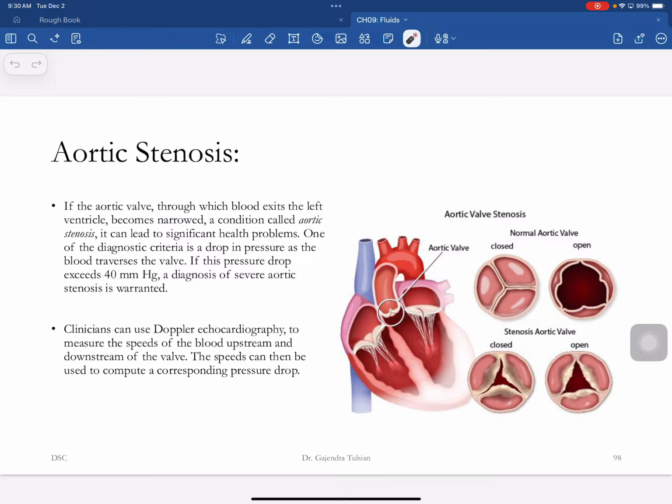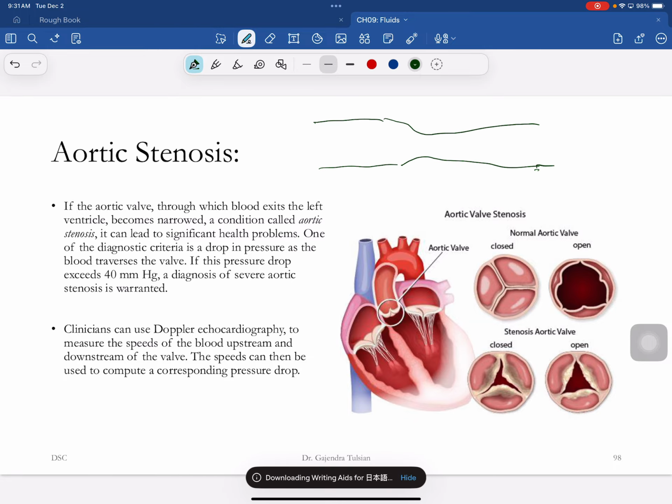Now, this is a healthy valve and it'll open like this. And when it's diseased, it's not able to open fully. Okay? So let's see what happens. So you saw that, this is the equation of continuity.